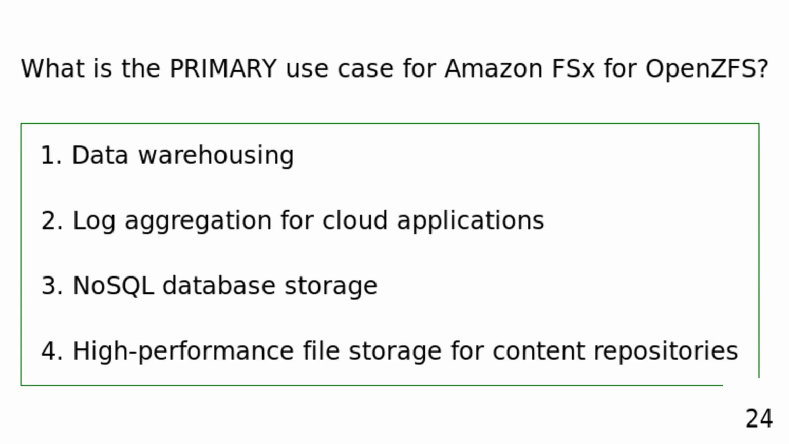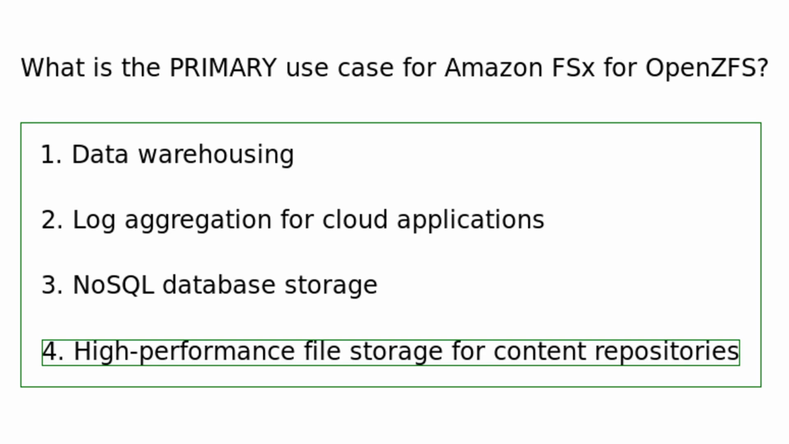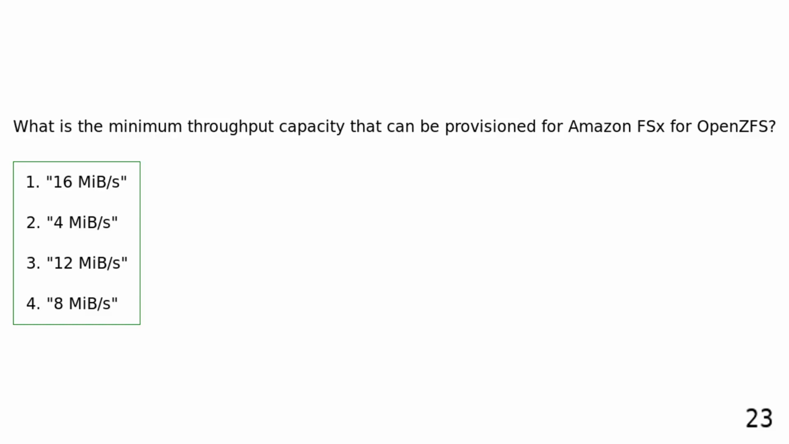What is the primary use case for Amazon FSx for OpenZFS? Data warehousing. Log aggregation for cloud applications. NoSQL database storage. High-performance file storage for content repositories. Amazon FSx for OpenZFS is designed for high-performance file storage workloads, making it ideal for content repositories that require frequent file access.